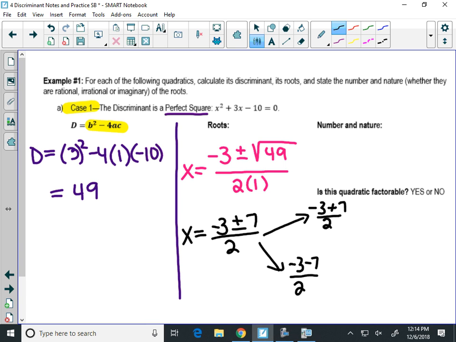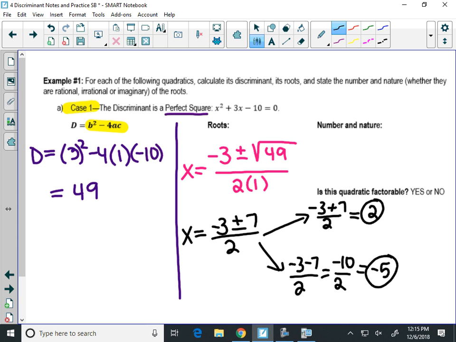Well, what's negative 3 plus 7? 4. 4 divided by 2 is 2, so that's one of the roots, one of the x-intercepts. And then I have negative 3 minus 7 is negative 10 over 2, which equals negative 5. So those are my 2 x-intercepts.